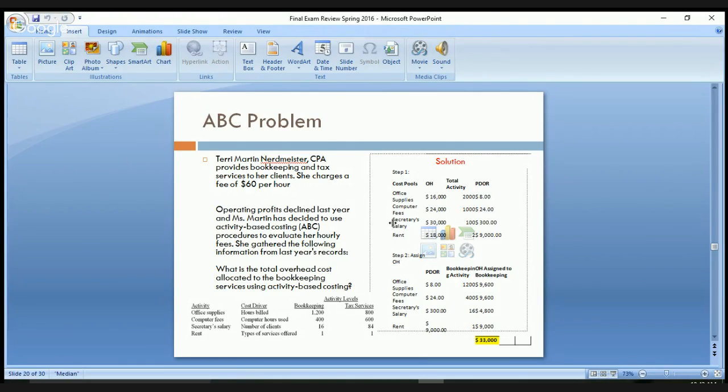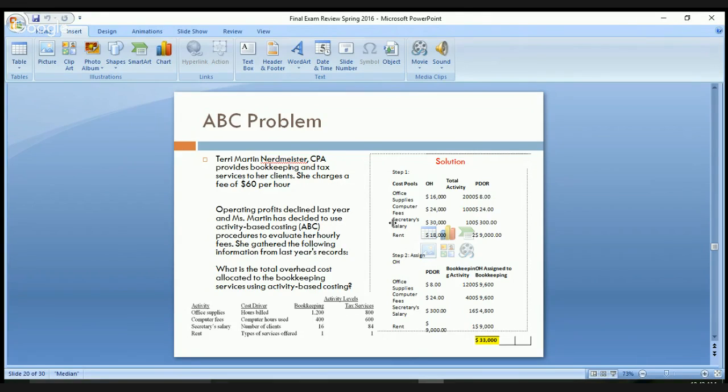You're going to take the total overhead for office supplies and divide it by the total activity. So in this case, for office supplies, we have bookkeeping at $1,200 and tax at $800. So the sum of those is $2,000. So I'm going to take $2,000 and divide it into $16,000. I get $8 per hour billed.